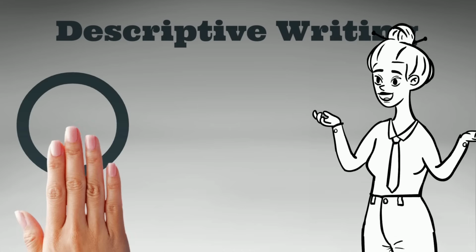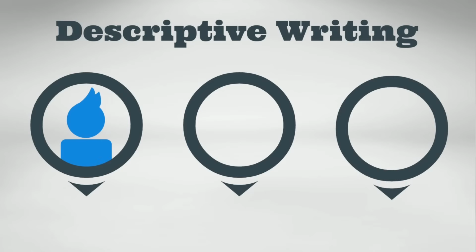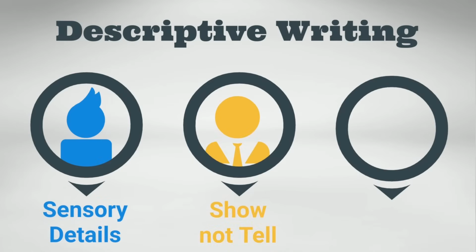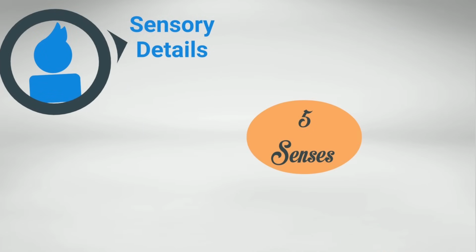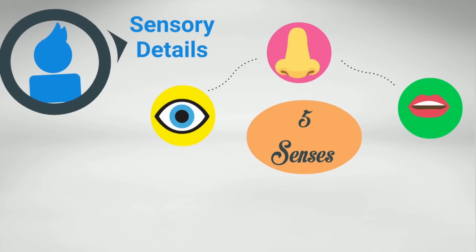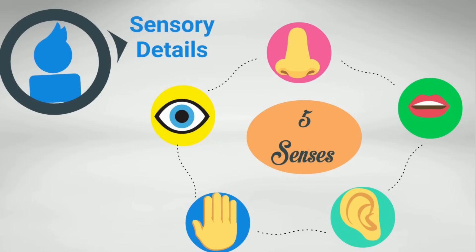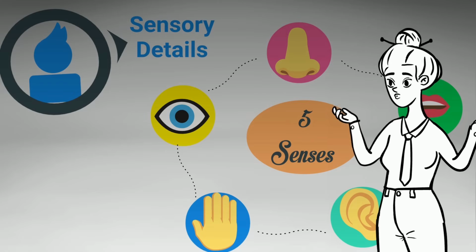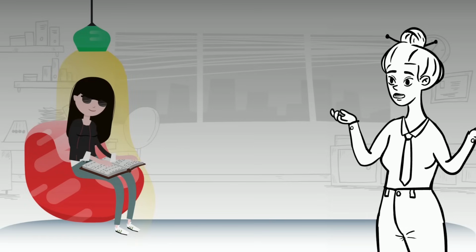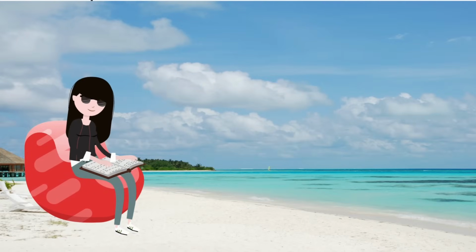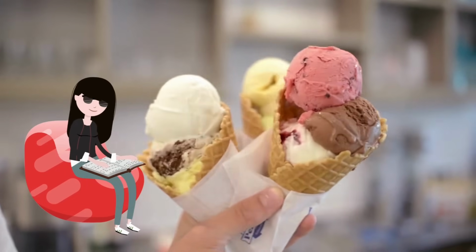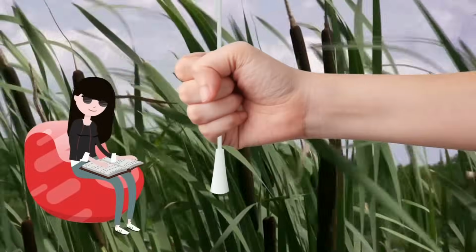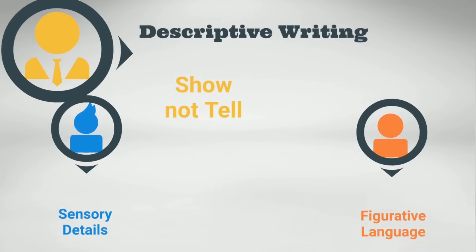And this can be done using three techniques: sensory details, show don't tell, and figurative language. Sensory details use the five senses: sight, smell, taste, sound, and touch to add depth of detail to writing. If you want to bring your story to life, then use them. Write so the reader can actually see the beach, hear the birds, smell the flowers, taste the ice cream, or feel the breeze.